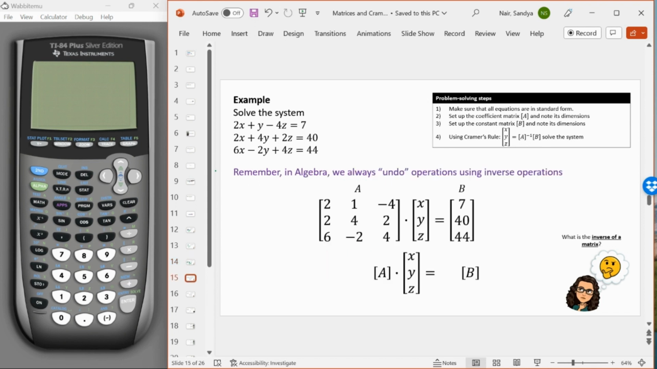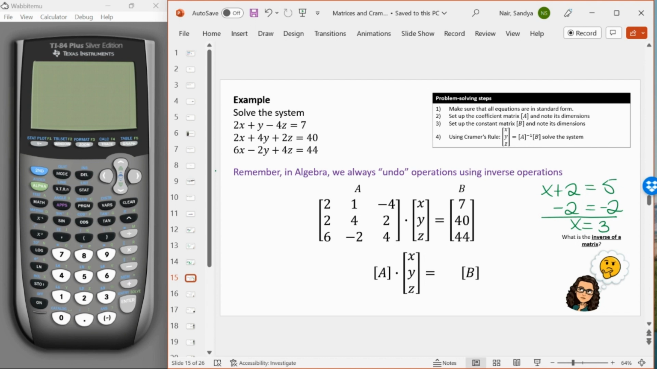Well, remember, our strategy in algebra is always to undo the operations in an equation using inverse operations. So, for example, if I was trying to solve the equation x plus 2 equals 5, I would look at this equation and say, I have a plus 2, so the inverse of plus is minus. So I would subtract 2 on both sides of my equation, and that would give me x equals 3.